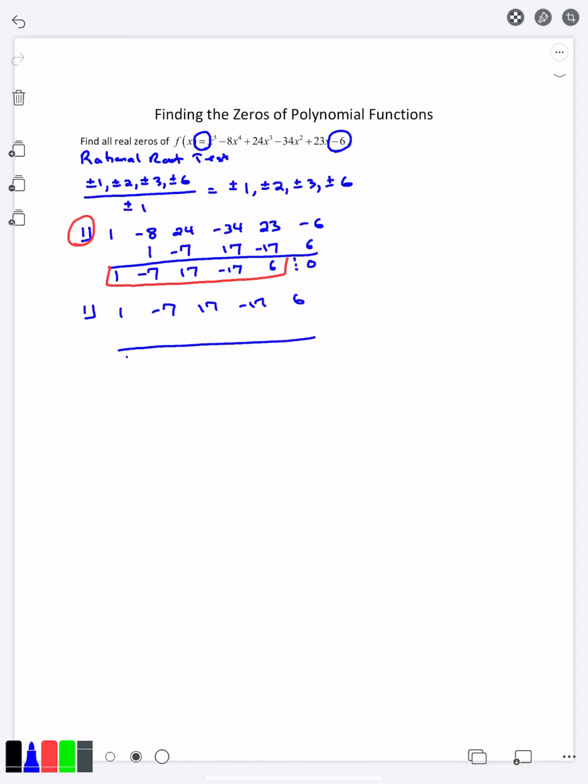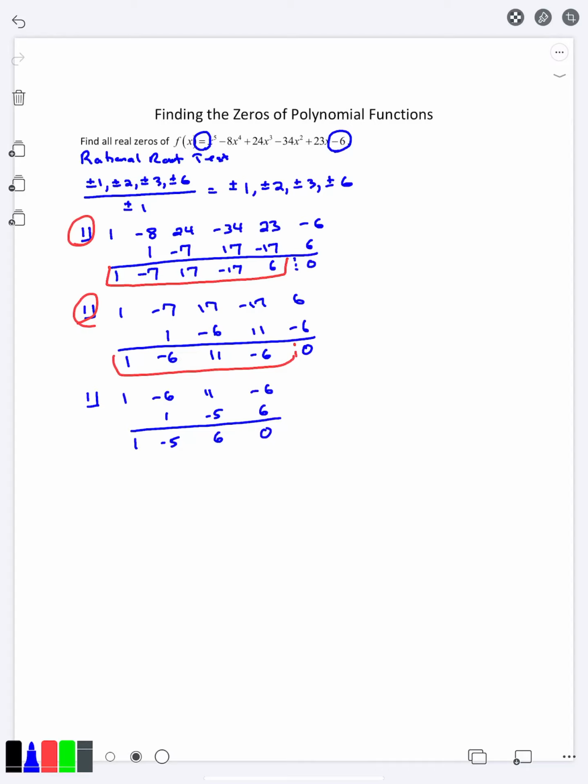So we say, okay, 1 brought down, multiply by the number in the box, add, multiply, add, multiply, add, multiply, add, and lo and behold, it works again. So we can go ahead and keep going using this reduced version here. I'll try 1 a third time. It's possible that it has a multiplicity of 3. Bring 1 down, 1, negative 5, 6, and 6, and 0, and it turned out it did actually have a multiplicity of 3.